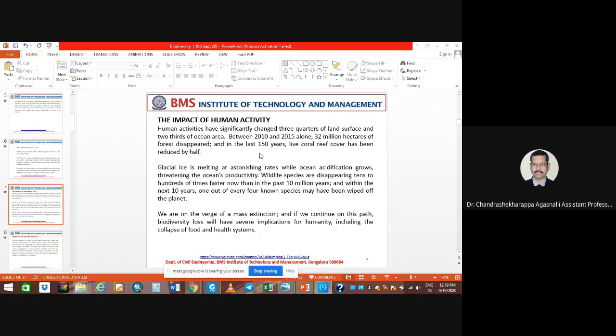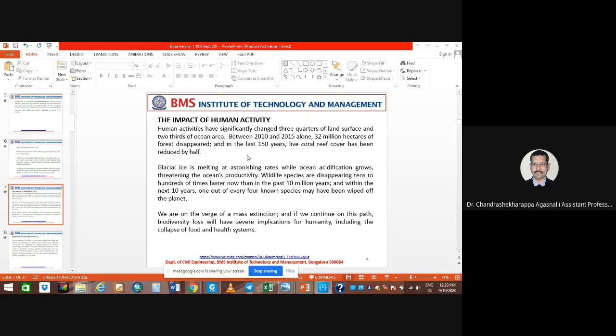In the last 150 years, the coral reef cover has been reduced by half. 50% is reduced because of urbanization, and there are many other things. Glacial ice is melting, you know that very well. And acidification grows, threatening ocean productivity. Wildlife species are disappearing 10 to 100 times faster now than in the past 10 million years.